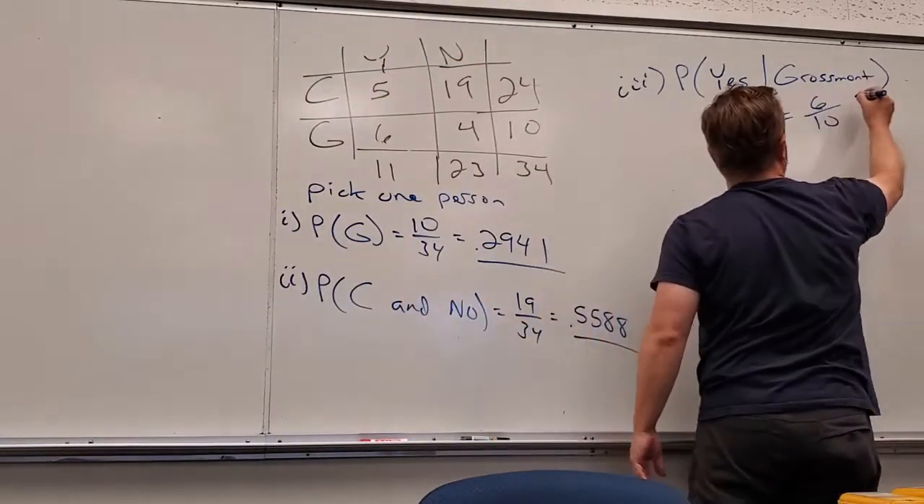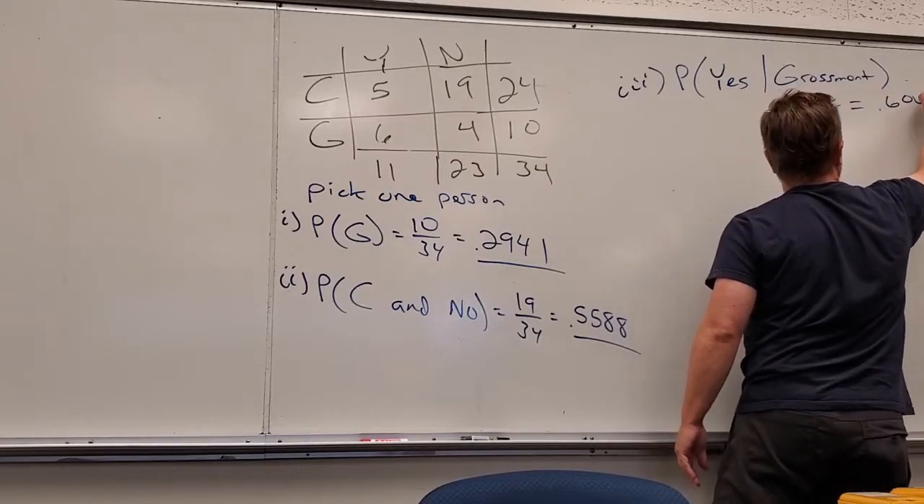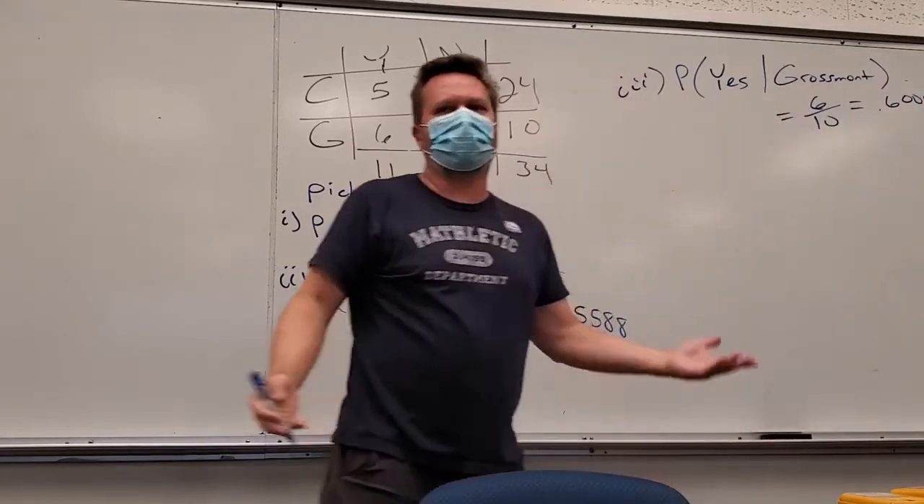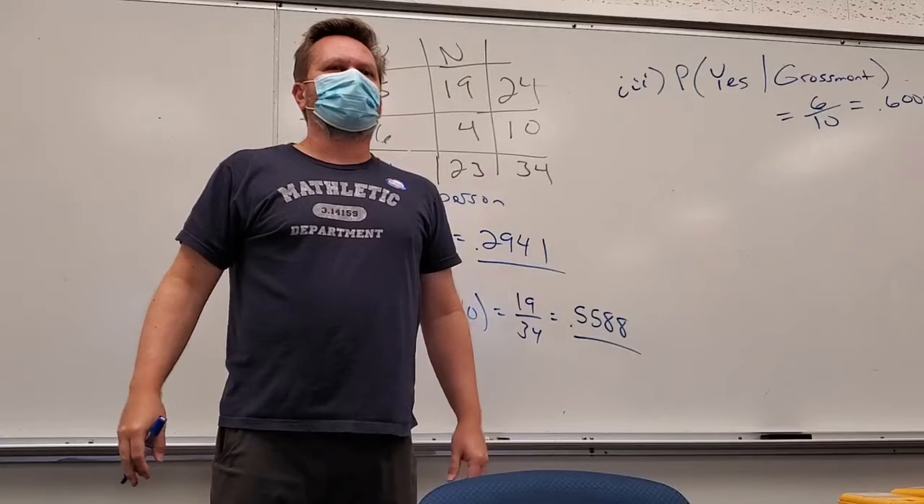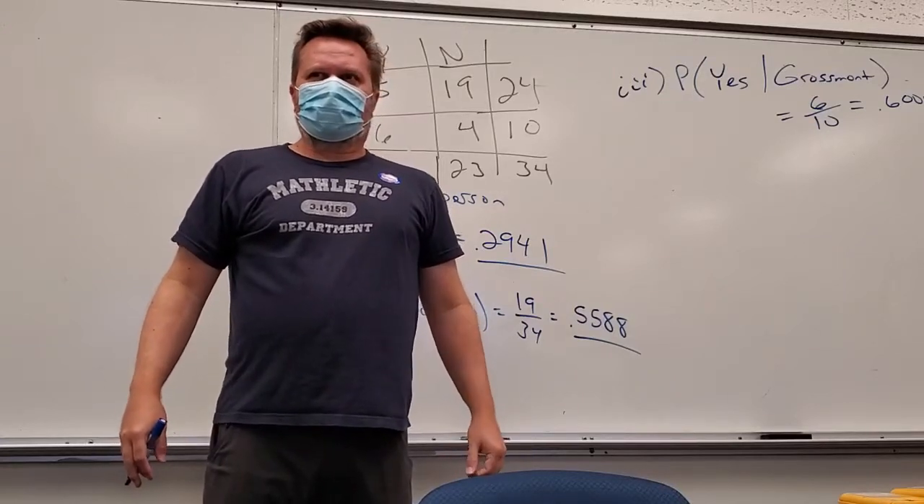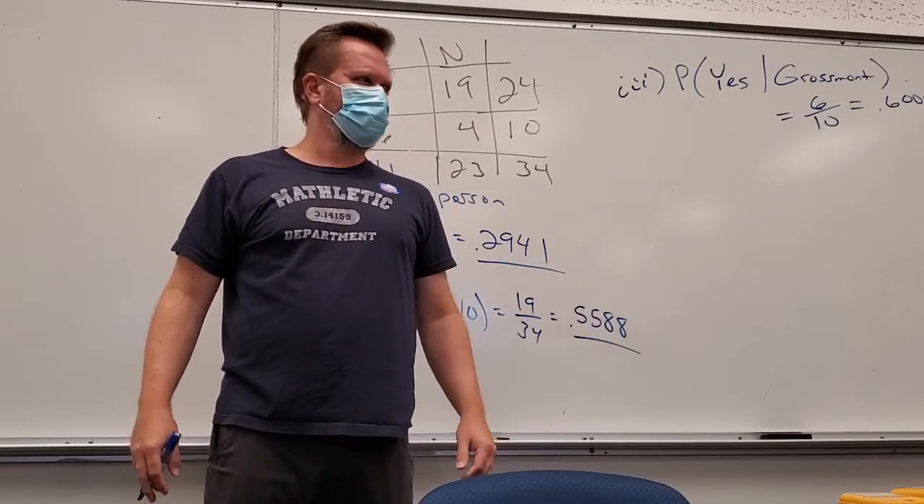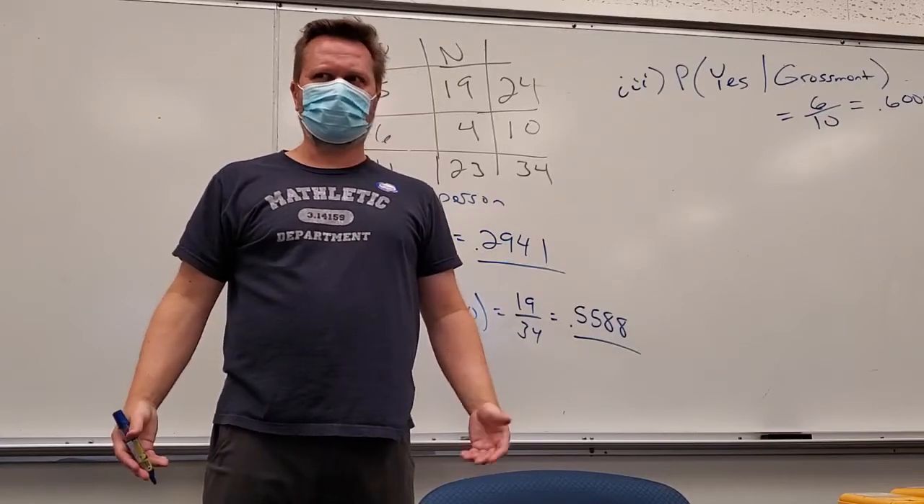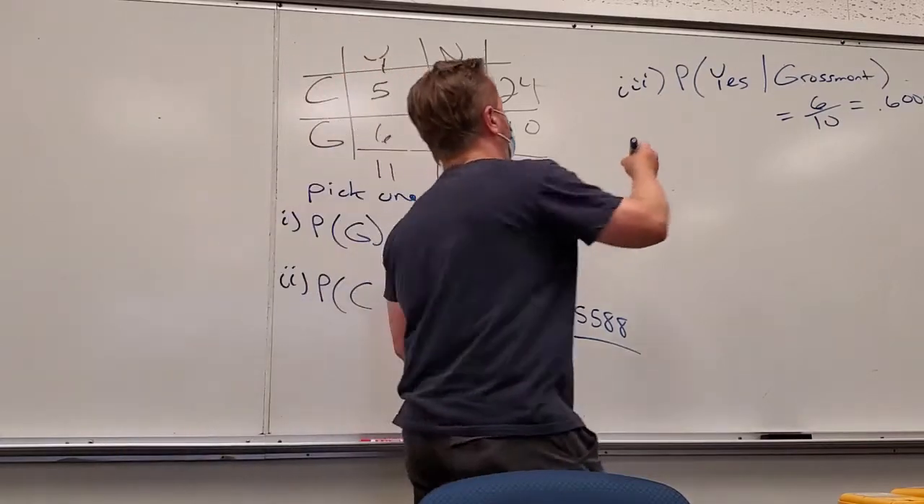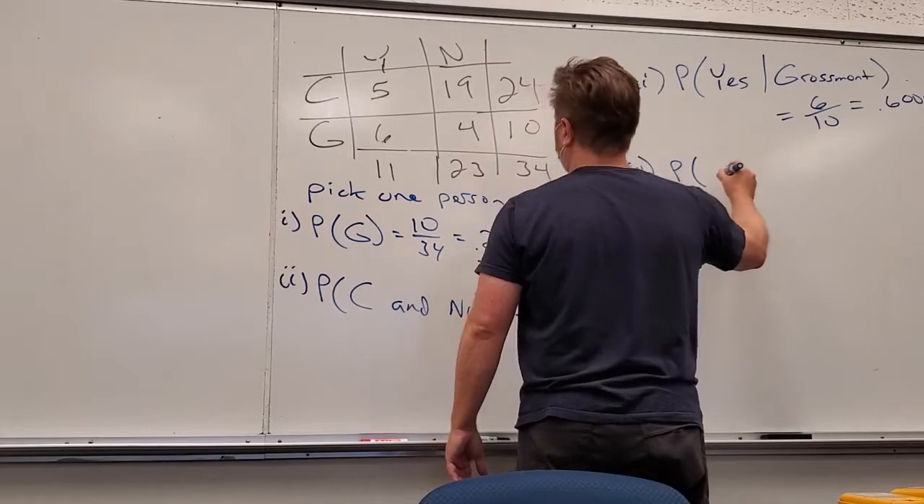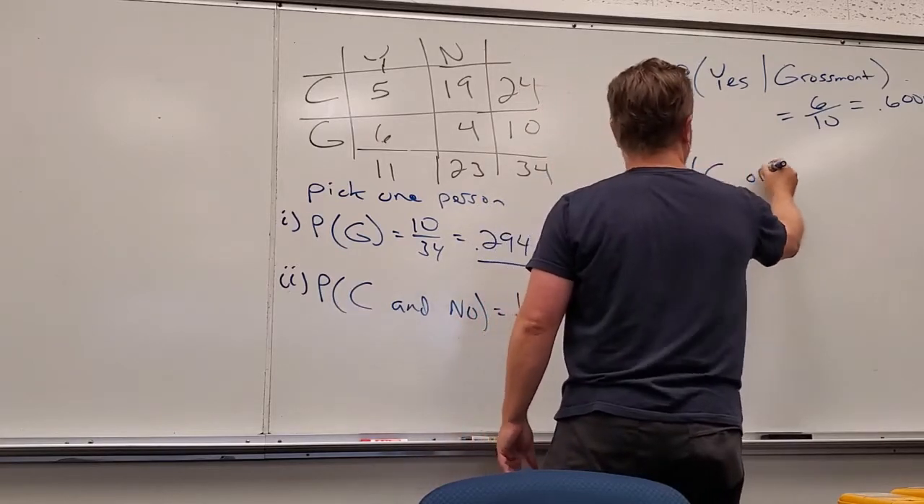6. So this is nice. This is 60%. 0.6000, just to make Jeff happy. No, you don't. You can just put 0.6. It's fine. Okay. Not too bad, right? And of course, what about the probability of a Cuyamaca student or they said yes?